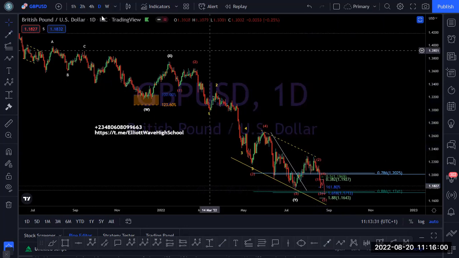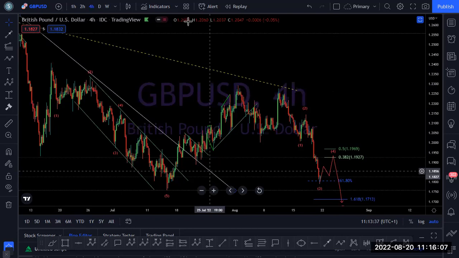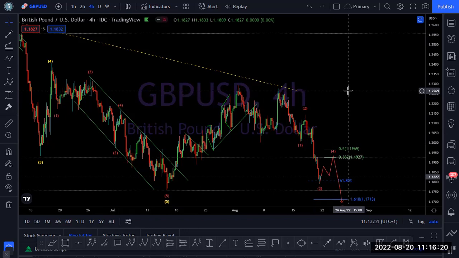That's why you must know what the setup is. Don't just go based on one count, because as the market changes, we change our count. When the market changes, we look for the next possible move. That's what forecast and analysis is all about.